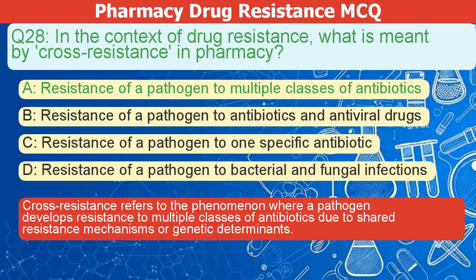The correct answer is A. Cross-resistance refers to the phenomenon where a pathogen develops resistance to multiple classes of antibiotics due to shared resistance mechanisms or genetic determinants.